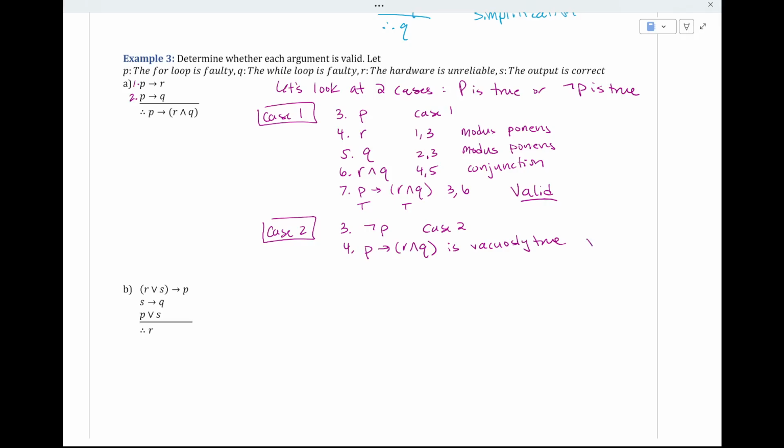So this case also leads to a valid argument, since both of these cases together represent the only two possible cases. Either P is true or not P is true. My entire argument is valid.